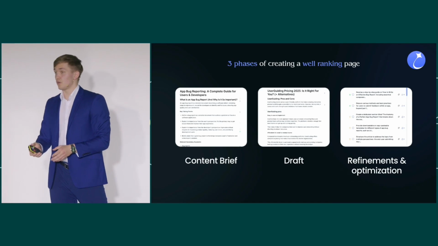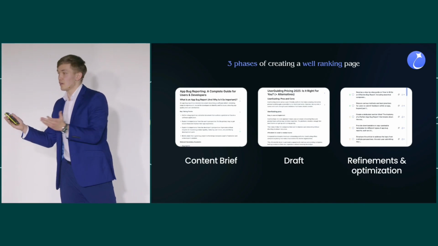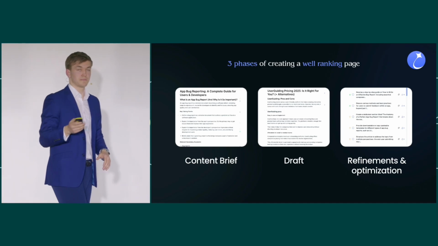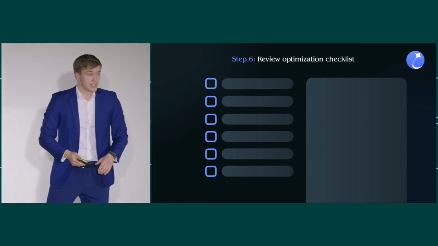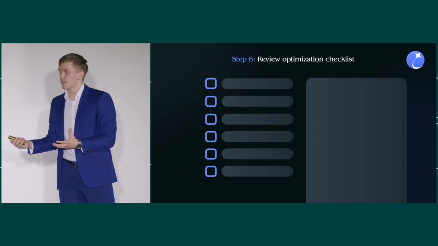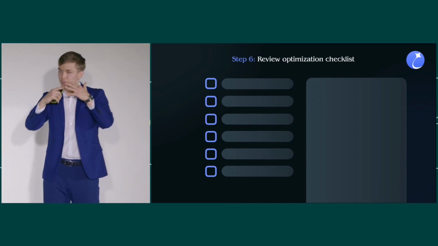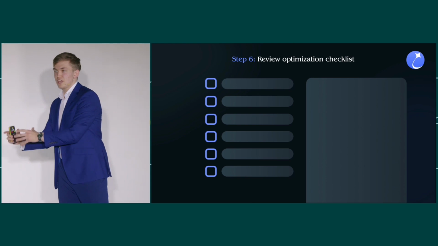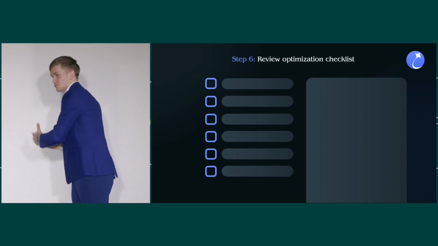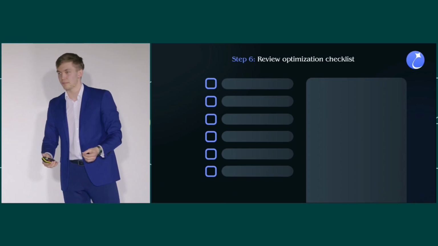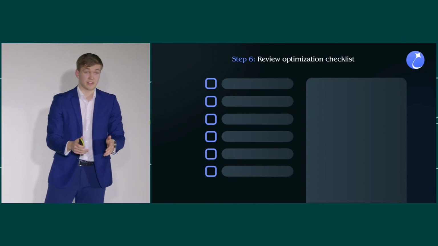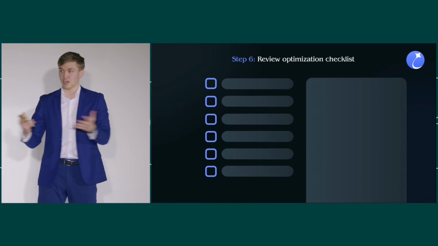And the last phase of creating a well-ranking page in our process is refinements and optimization. For optimization, I have categories of checklist items that I like to use. I don't have a set list of checklist items for each page because a SaaS competitor post, where you're comparing your SaaS to some competitor or showing a list of SaaS products, is much different than an e-com product page, right? The kind of content you're writing there.